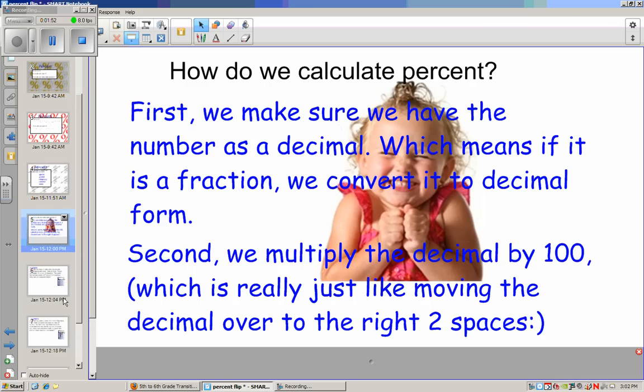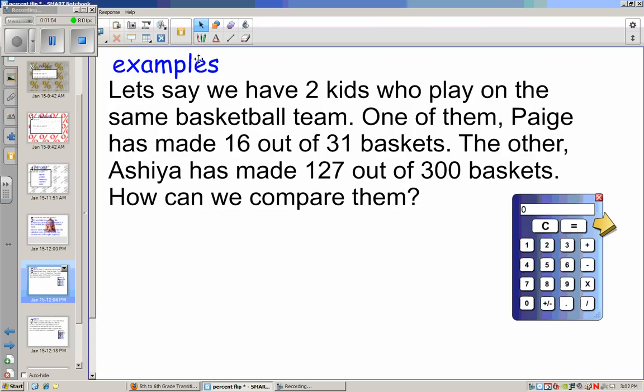So we're going to get right into it here, and we're going to do an example. So here we have this problem. Let's say we have two kids who play on the same basketball team. One of them, Paige, has made 16 out of 31 baskets. Well, we can turn that into a fraction right away. What's 16 out of 31? That would be 16 over 31.